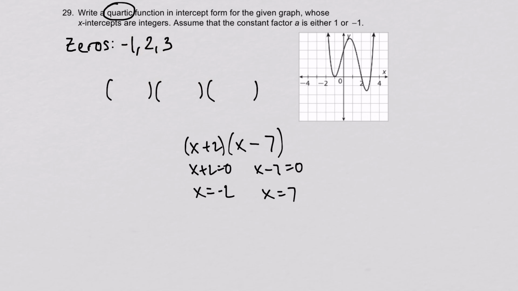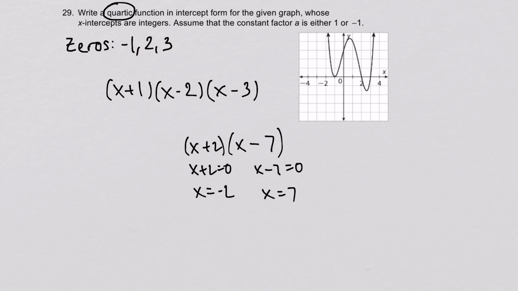So for -1, what gives me -1 as a factor? X plus 1. How do I get that? If I solve x plus 1 equal to 0, then I'm going to get x equals -1, right? So you're basically working your way backwards. What gives you 2? Which factor gives you 2? X minus 2. And which factor gives you 3? What do I have to have here so I could get 3 as one of my zeros? X minus 3.